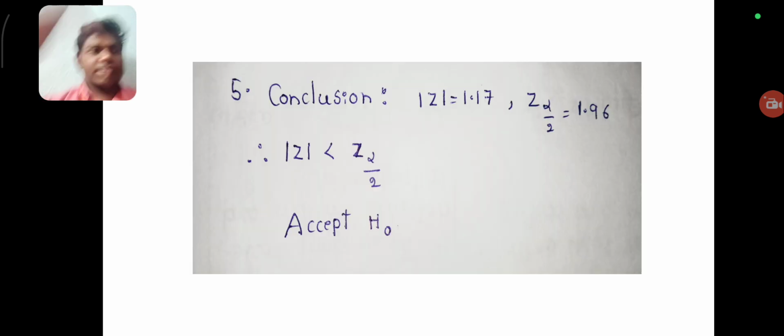The fifth step is the conclusion. Z equals 1.17 and Z alpha by 2 equals 1.96. Therefore, Z is less than or equal to Z alpha by 2, so accept H0. Thank you.